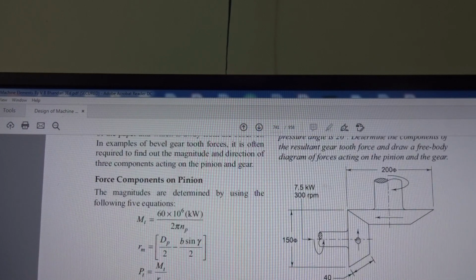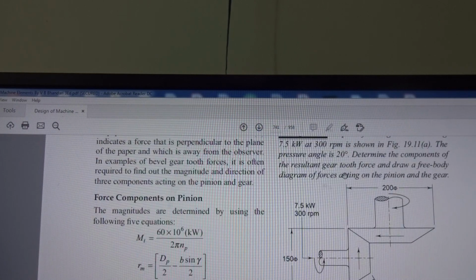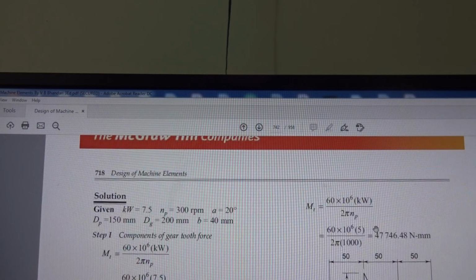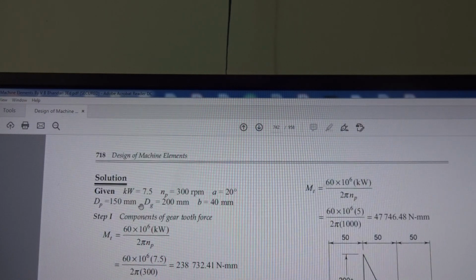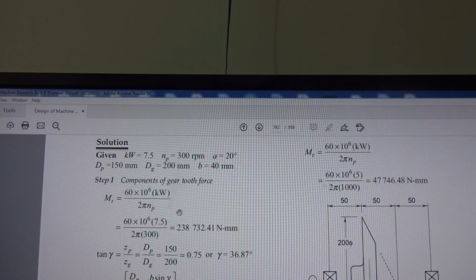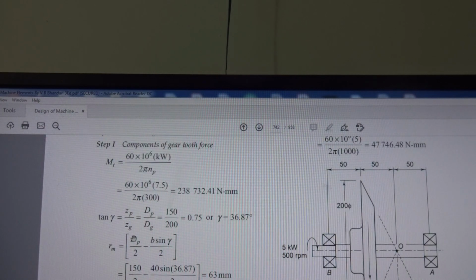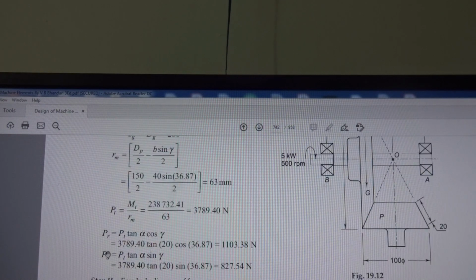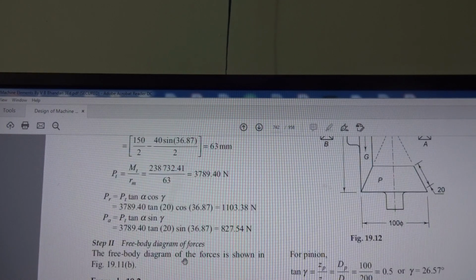It is explained by one question. You can see these questions. Find the directions of the forces. It is given the power, so you can get MT using the formula, and tan gamma is equal to ZD by ZG. So you can get RM from these relations, and PT is equal to MT by RM. So PR and PT are obtained from these relations.